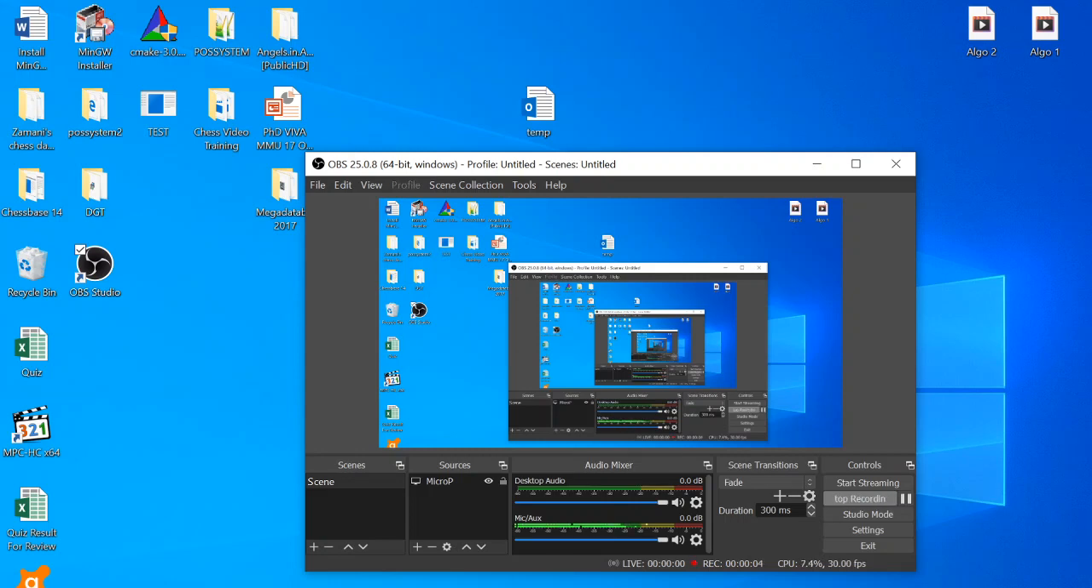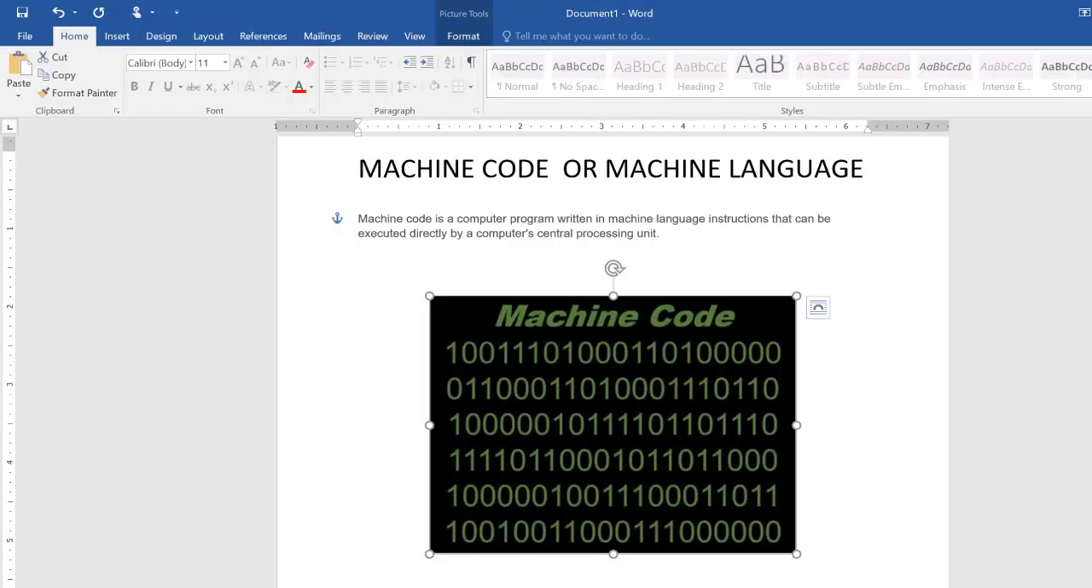So we're going to start our lecture today with the topic of machine code, or we also call it machine language. This is the one that the machine can understand. When we write the program, we are already writing in assembly language, and once we execute it, the assembler will change the assembly language to machine code, where your CPU can execute it. The definition of machine code is a computer program written in machine language instructions that can be executed directly by the computer central processing unit. So your CPU can only talk with machine code, not your assembly language, where assembly language is for us to write down the code.